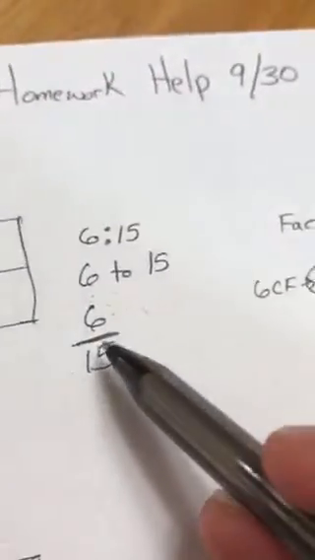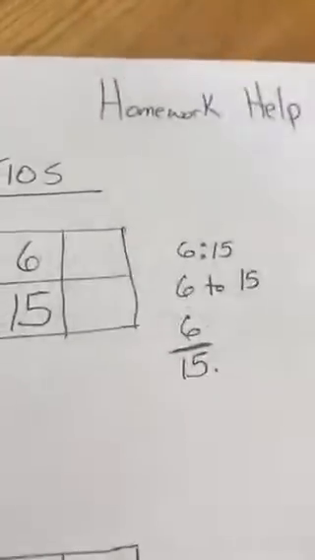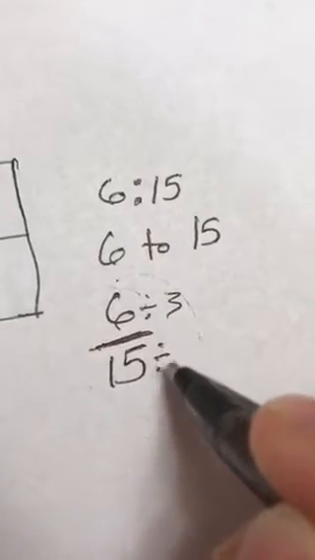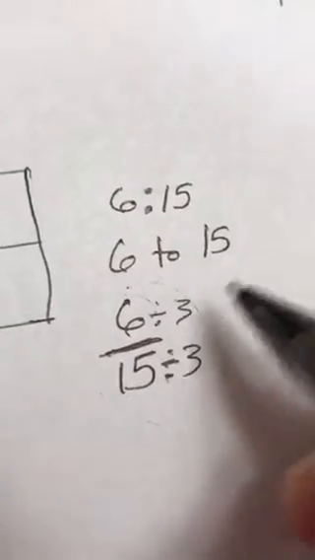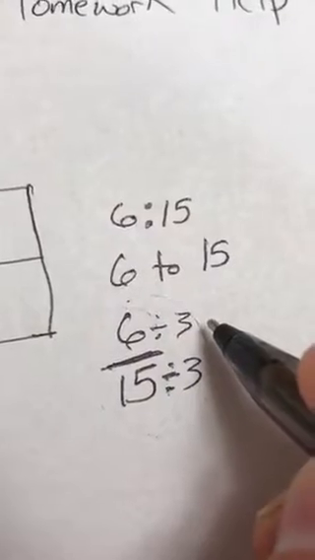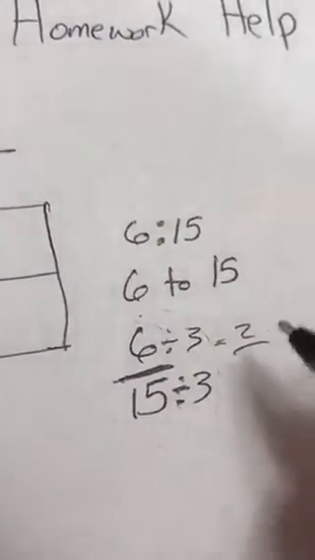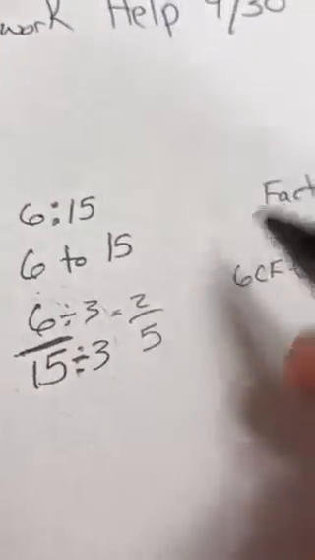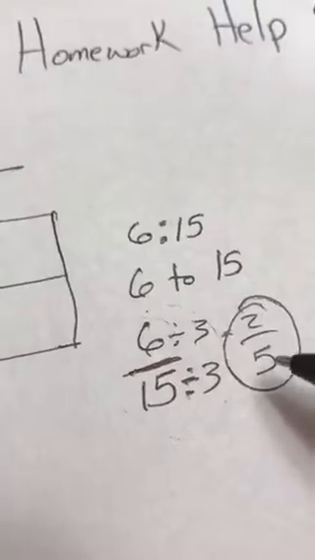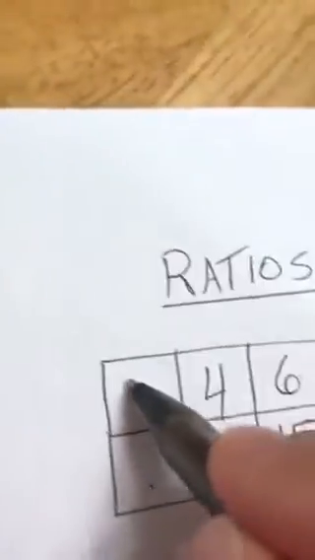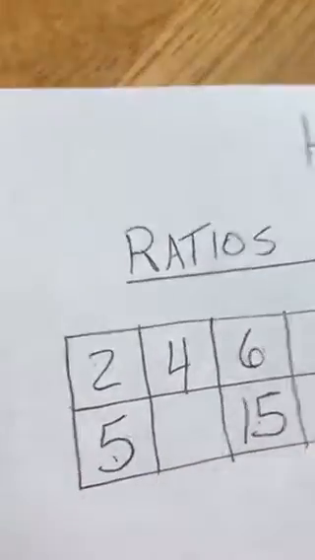So I know that I can reduce this fraction or this ratio by dividing both the numerator by 3 and the denominator by 3. And so 6 divided by 3, of course, is 2. And 15 divided by 3, of course, is 5. And so I know that this 2 to 5 is the simplest ratio. This is the ratio in the simplest form. So I'm going to write 2 to 5 in this.